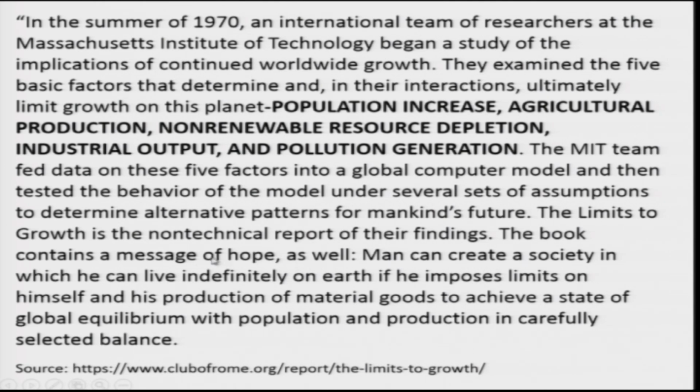And the book contains a message of hope as well: although there is a limit to growth, man can create a society in which he can live indefinitely on earth if he imposes limits on himself and his production of material goods to achieve a state of global equilibrium, with population and production in carefully selected balance. So there are lots of ifs and buts, and a warning: do something to control both your population and your material consumption.